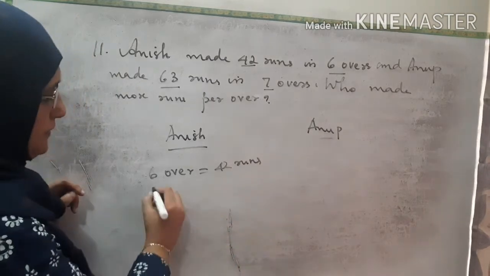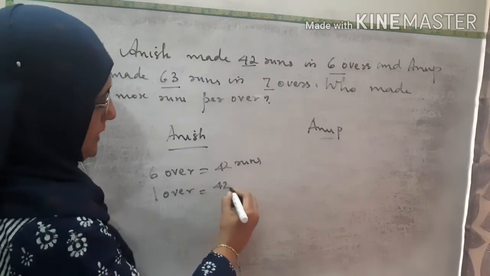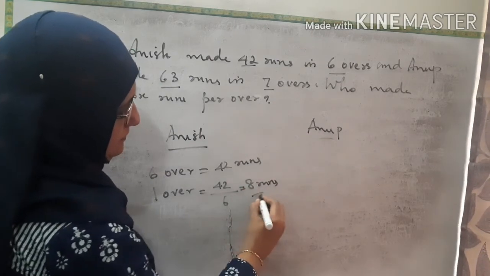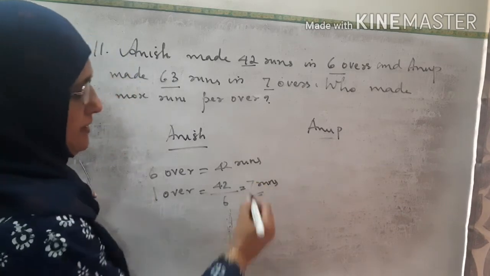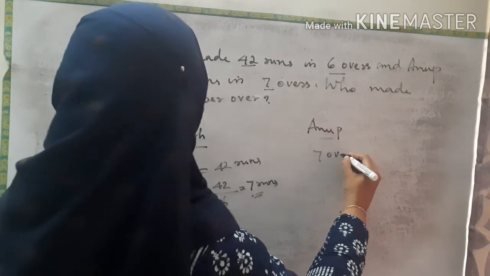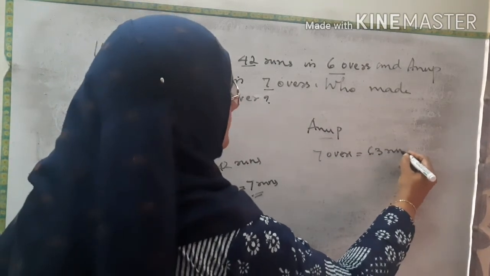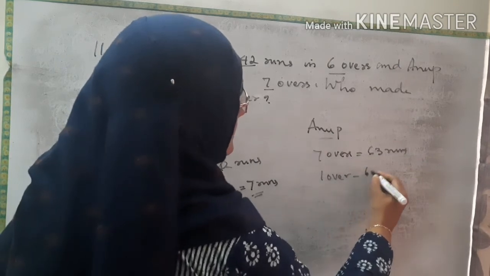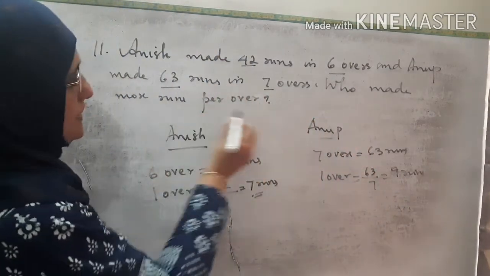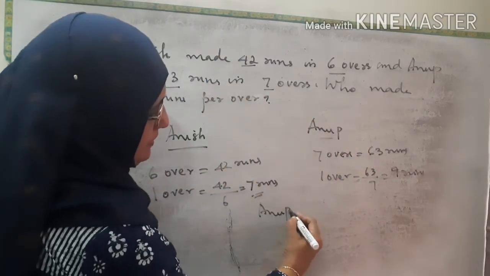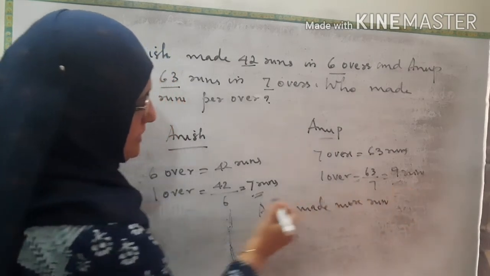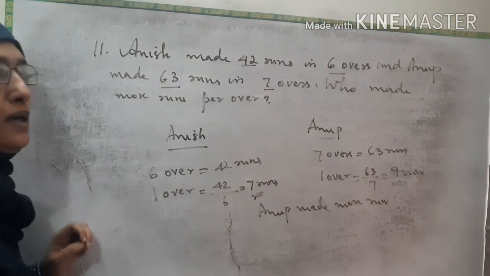Then for 1 over, how much? 42 by 6, that is 8 runs. Not 8, 7 runs. 7 runs per over. Then Anup got 63 runs in 7 overs. Then in 1 over, 63 by 7, that is 9 runs. So who made more runs per over? Anup made more runs. He got 9 runs, while Anish got only 7 runs per over. So Anup made more runs.